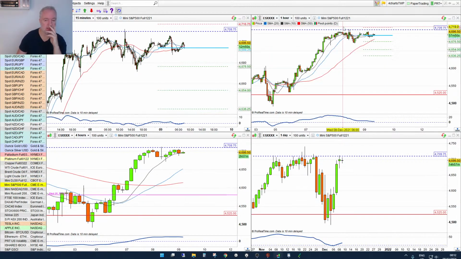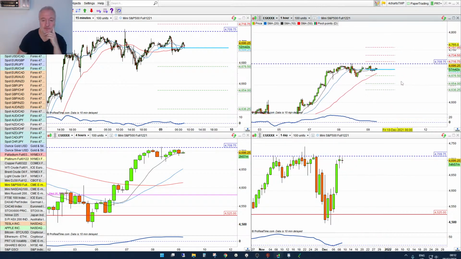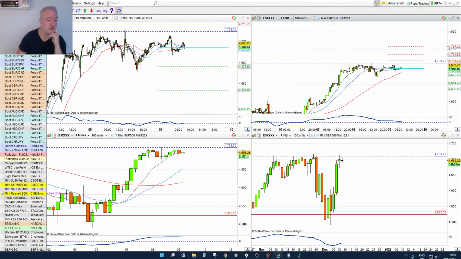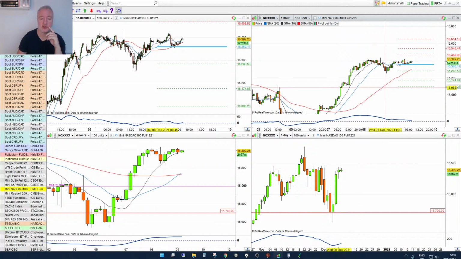Dow, S&P, it's going to be the same thing. Look at this level it's right at. Could be a breakout, could be. I would just caution on those ones, okay? Nasdaq consolidation could be a potential breakout to the upside.